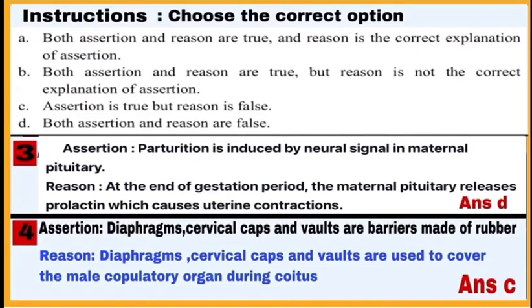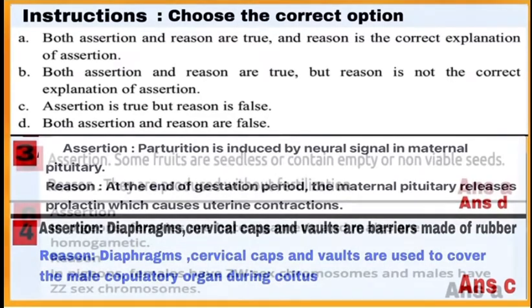Question 4, assertion. Diaphragms, cervical caps and vaults are barriers made of rubber. Reason. Diaphragms, cervical caps and vaults are used to cover the male copulatory organ during coitus. Correct choice is option C. Diaphragms, cervical caps and vaults are barriers made of rubber. They are inserted into female reproductive tract to cover the cervix during coitus. Thus, assertion is correct but reason is wrong.